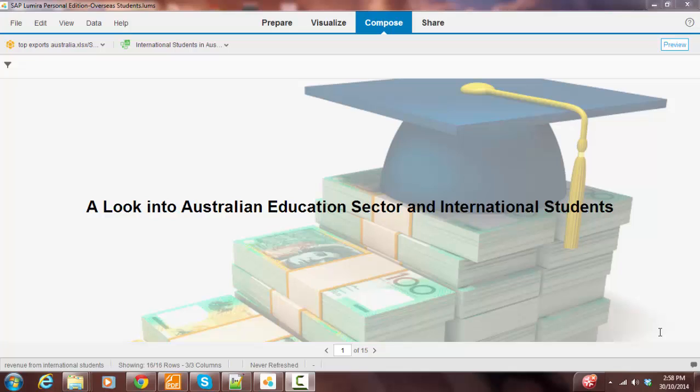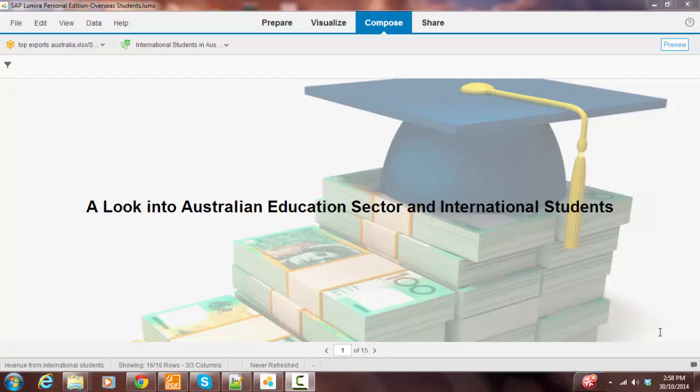The theme we chose is Australian education sector and international students. We are going to look at the education sector and its contribution to Australian economy. We are also going to analyze the growth and downfall of international students in recent years. Finally, we looked at the possible reasons behind the international students' number decline. Now, Parthiv will walk you through the storyboard.